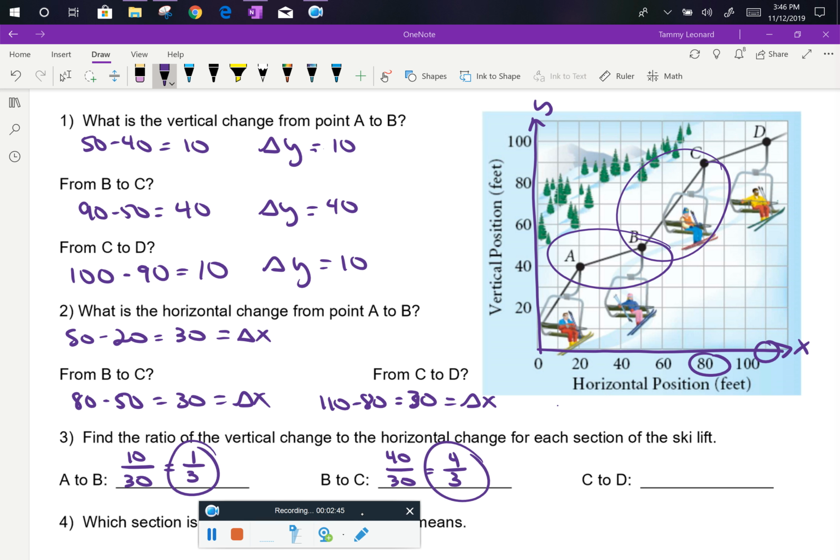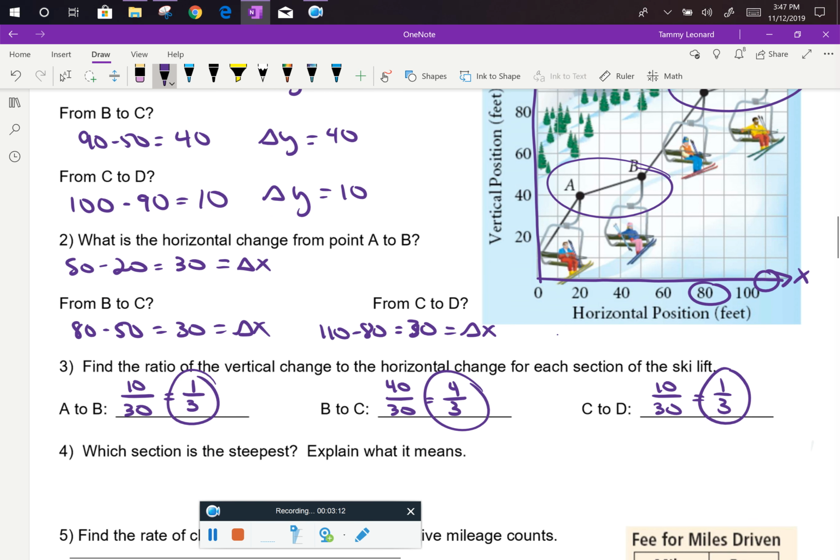From C to D, looking at our rate of change, C to D had 10 for vertical change and 30 for horizontal change, which reduces to 1/3. Now this is interesting. If you look at the section from AB and then compare it to the section on CD, notice how they're kind of at the same angle. And we can see that that's also true with their ratio of vertical change to horizontal change. It's 1/3 both times. So the steepness is the same.